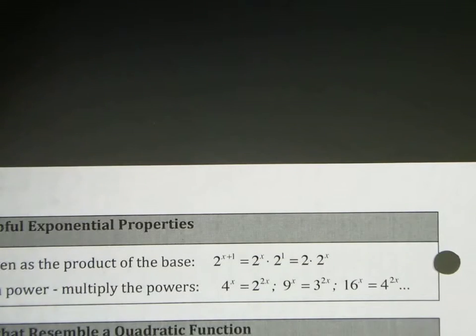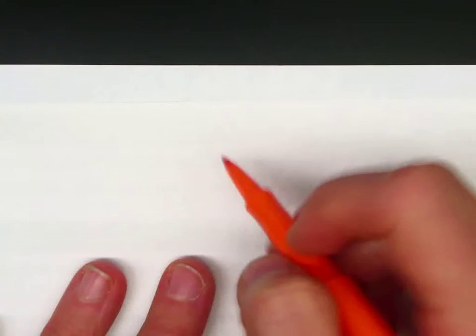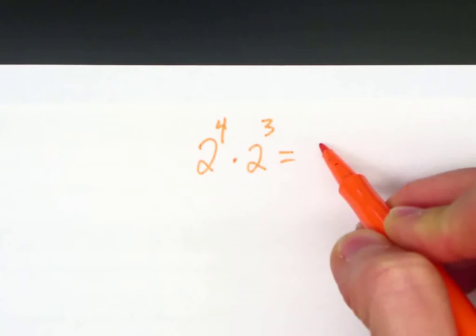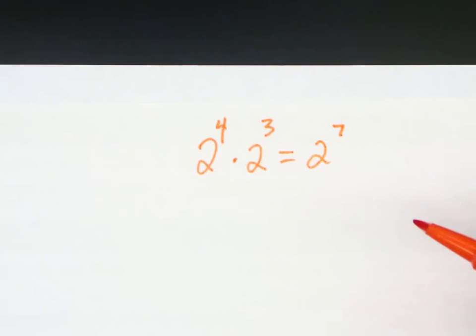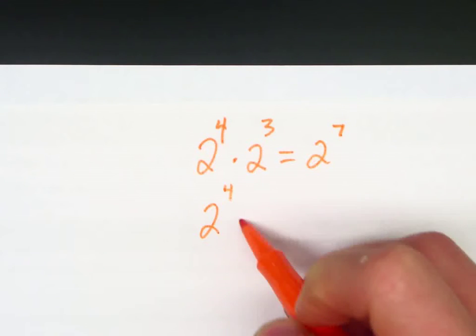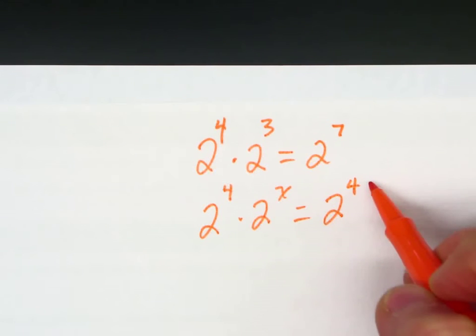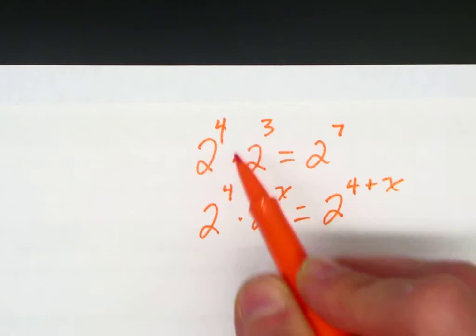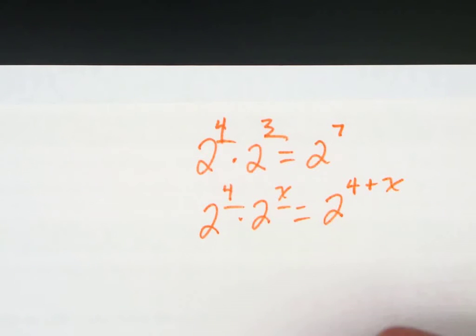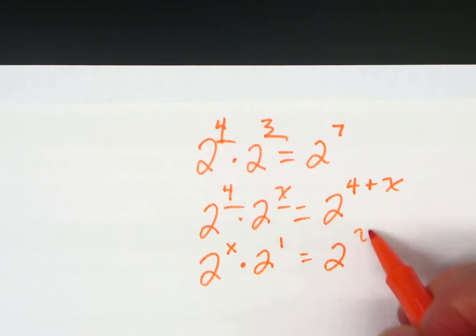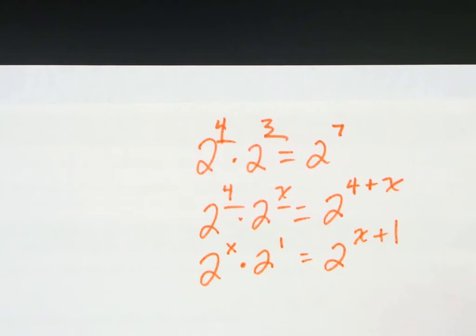So this one, just to walk you through this property, if I have 2 to the 4th times 2 cubed, what does this equal to? 2 to the 7th. Everybody see that? If I have 2 to the 4 times 2 to the x, this is going to be equal to 2 to the, careful, 4 plus x. Remember, we're adding these two. Good? All right. So if I have 2 to the x times 2 to the 1, this is 2 to the x plus 1.